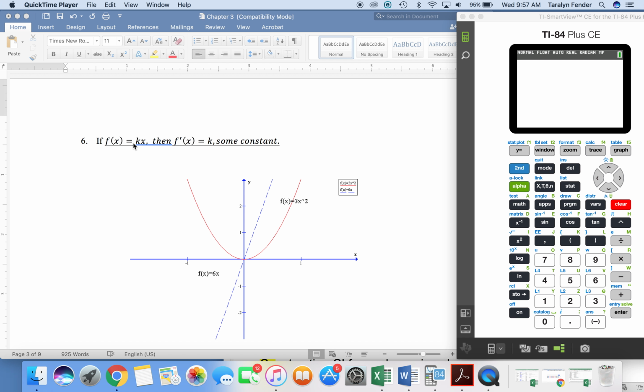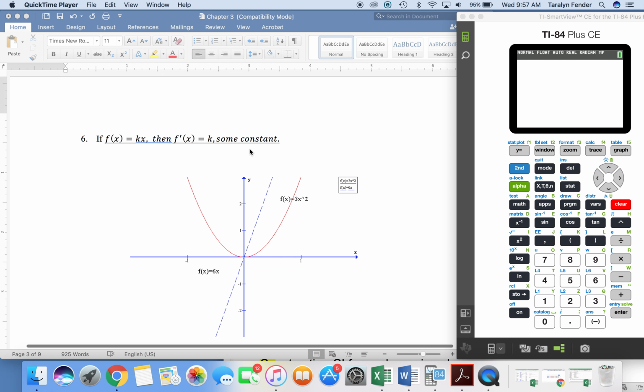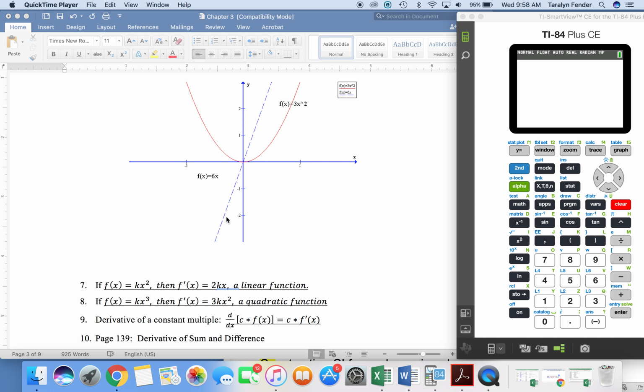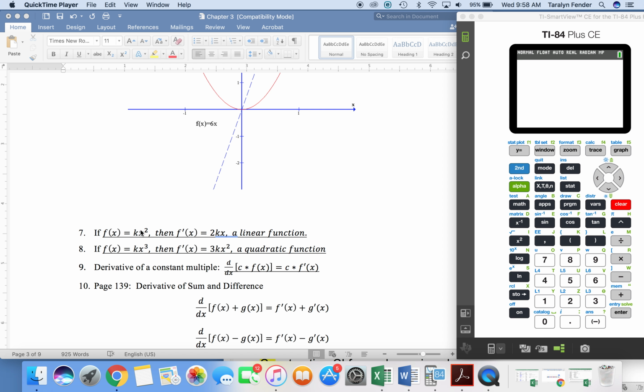When we have k times x, then f prime is equal to k, that constant. So now if we have y is equal to f of x is equal to k times x squared, so we have 3x squared for our parabola, then the derivative of that is going to be 6x. So the derivative of a quadratic is a linear, the derivative of a cubic function is a quadratic function.